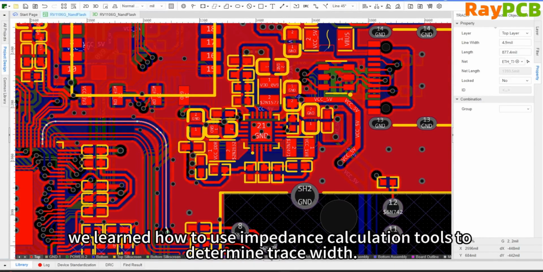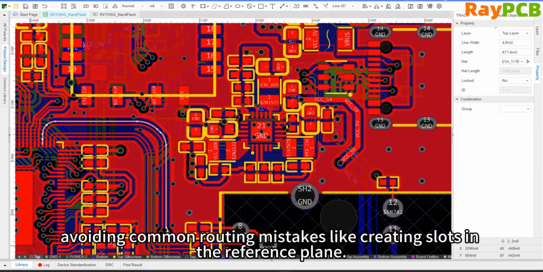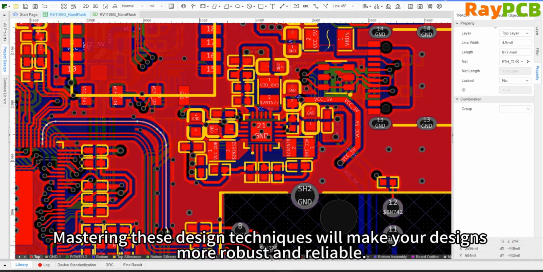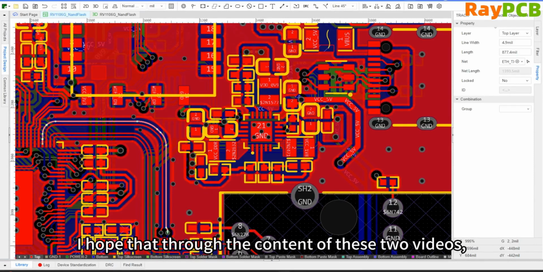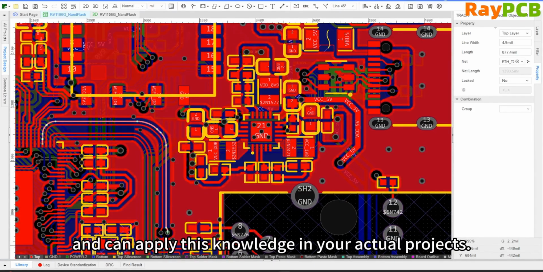Today we learned how to use impedance calculation tools to determine trace width, and we also emphasized the common routing mistake of creating slots in the reference plane. Impedance control is the cornerstone of high-speed PCB design, and mastering these techniques will make your designs more robust and reliable. I hope that through the content of these two video lessons, you have gained a deeper understanding of impedance control in 4-layer boards and can apply this knowledge in your actual projects.